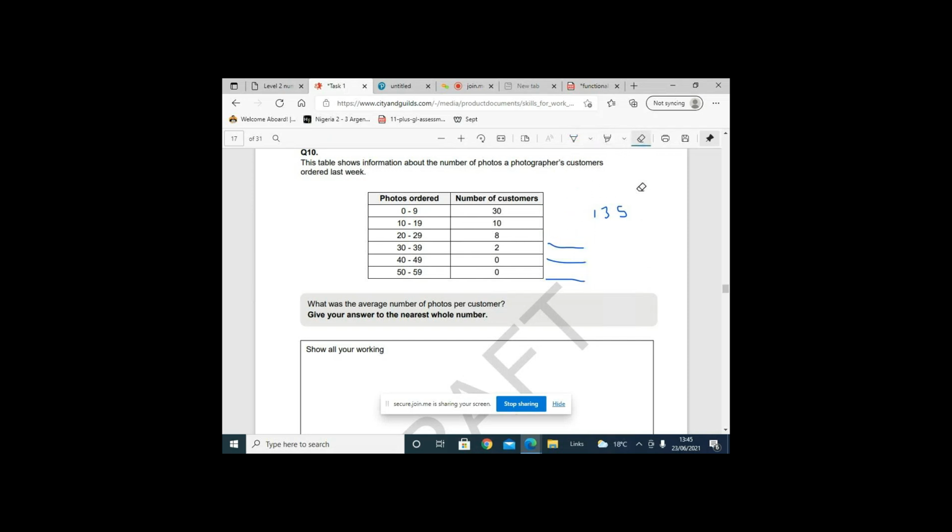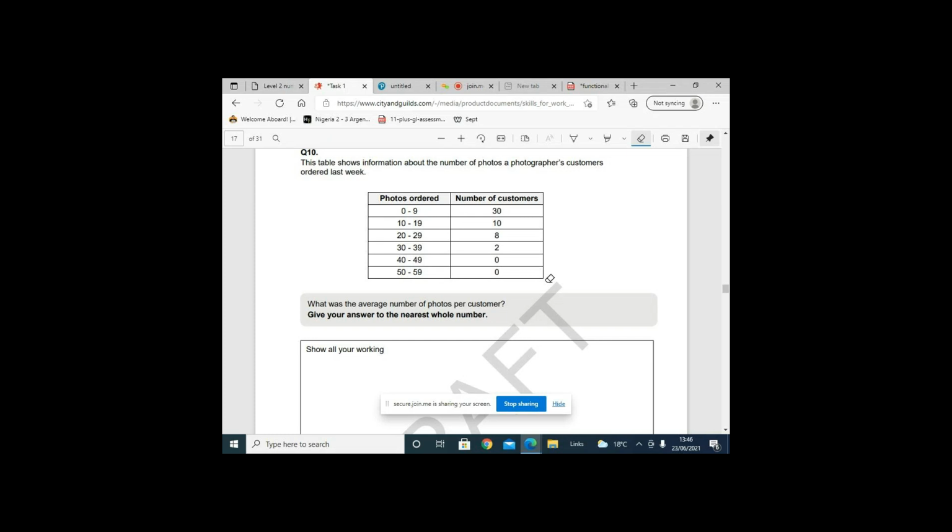Can you just try it in full? Just try it, please. Okay, I have to work it out. So it's 10 plus 19, that's 29, divided by 2. That's going to be 14.5, isn't it? Then 20, that's 49 divided by 2.